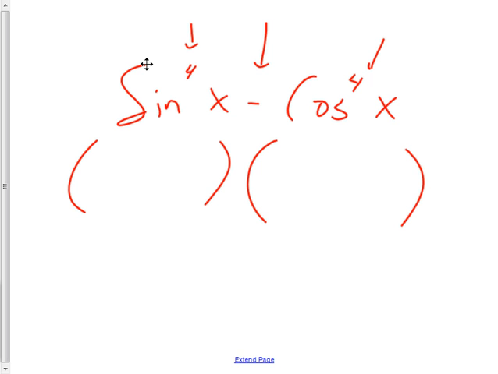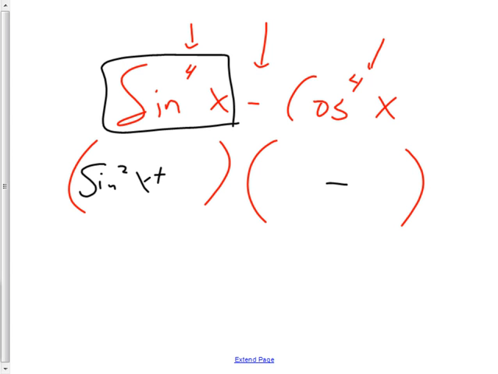And I think you'll notice something will happen. If you do it right, you'll notice that, oh, I can simplify this further. One's plus and one's minus, right? What's the square root of sine to the 4th? Say it if you know it. Sine squared. How about that cosine to the 4th? Well, that's just going to be cosine squared.